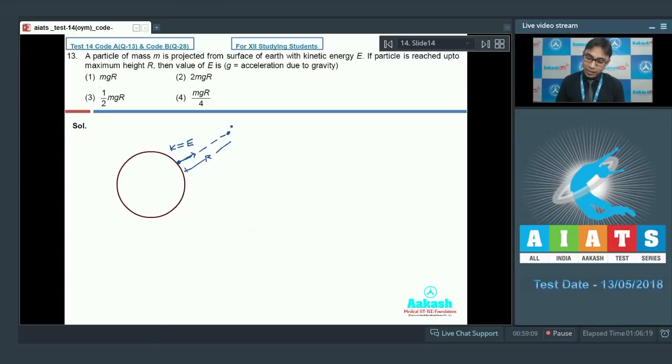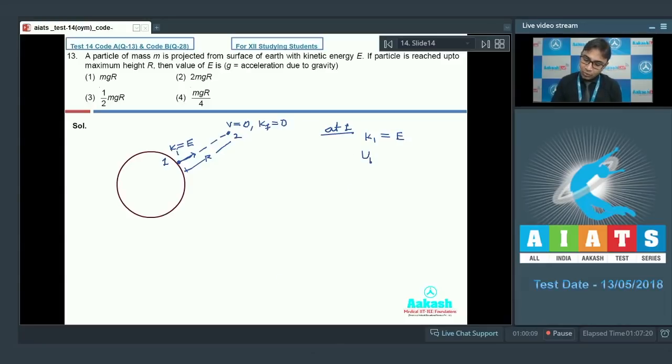Since at maximum height the velocity of the particle will be 0, we can say that the final kinetic energy must be equal to 0, and initial kinetic energy is how much? E. So if I write the conservation of mechanical energy between these 2 points, point 1 and point 2, at point 1 we know that the kinetic energy is E as given in the question.